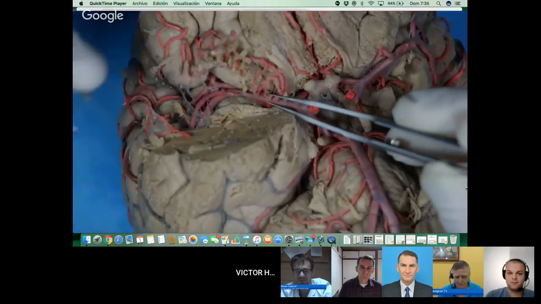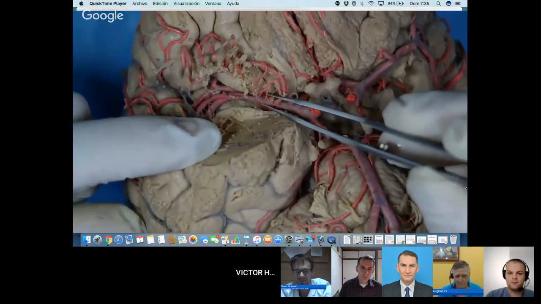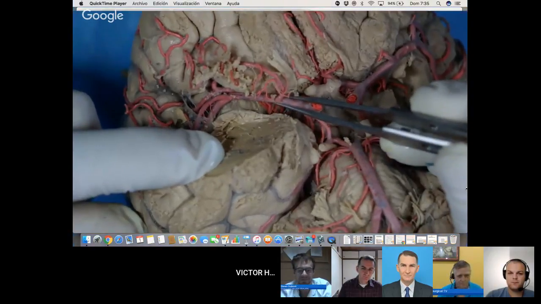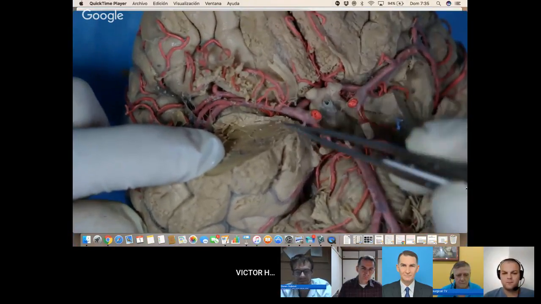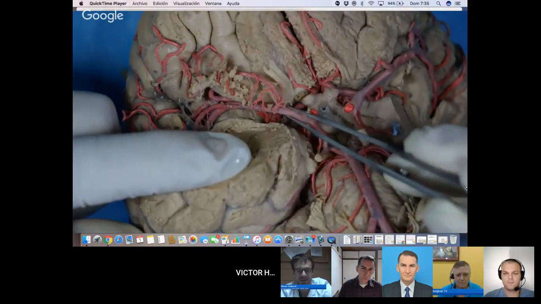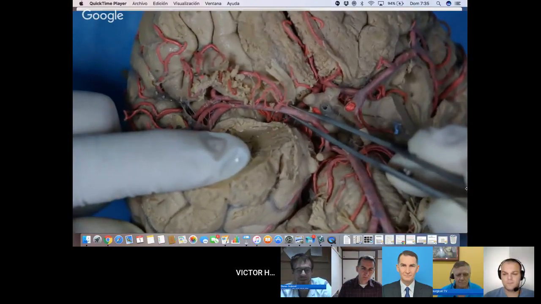Look at this. This is the M1 segment, and those are the lenticulo-striate arteries. Really beautiful group of arteries.